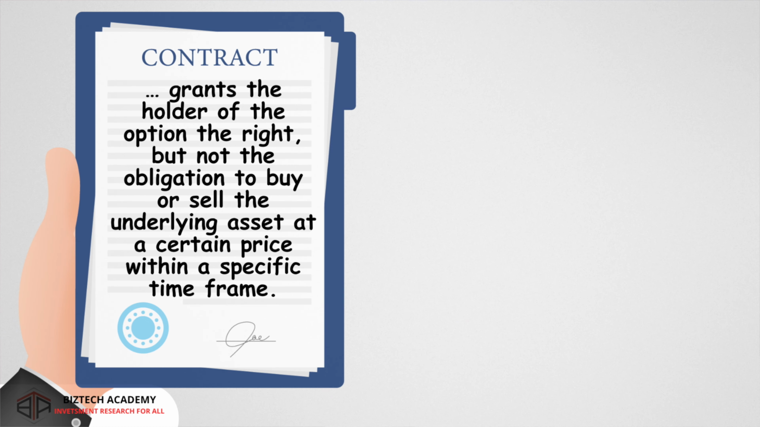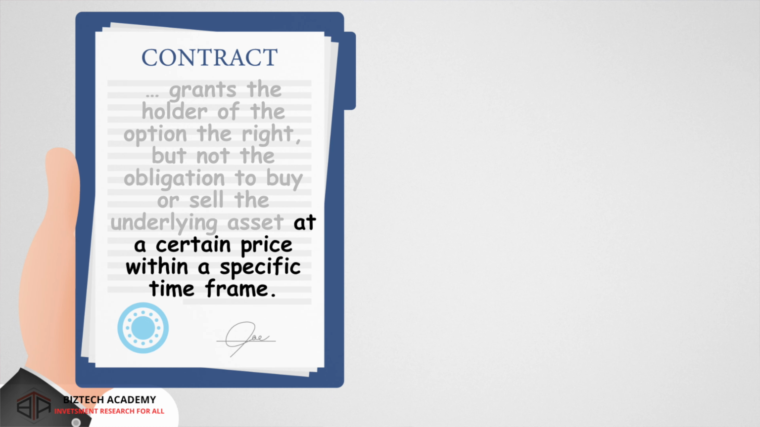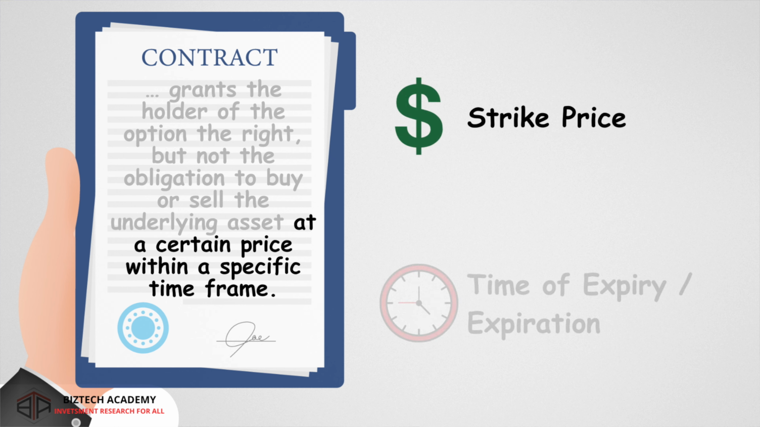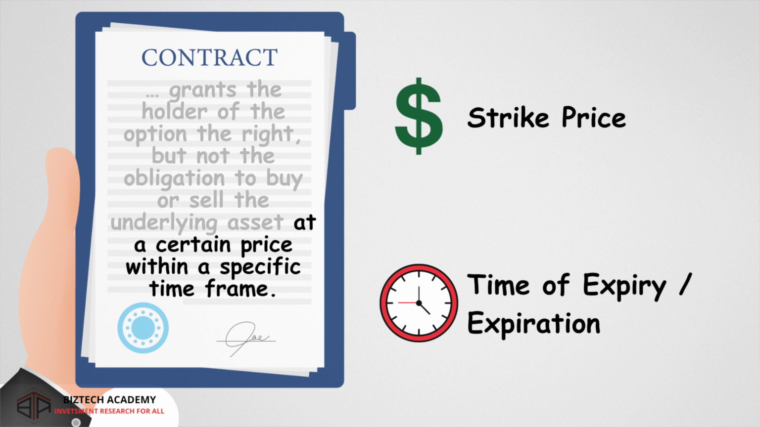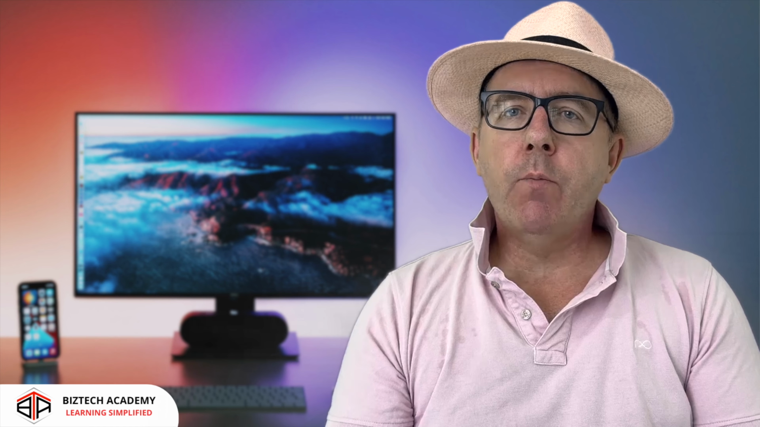And if we go back to the definition of an option, what we can see here is that we need to buy the option at a certain price, and we also need to buy it over a certain and defined time frame. And in the context of options, the price is known as the strike price, and the specific time frame is known as the time of expiry or the time of expiration.